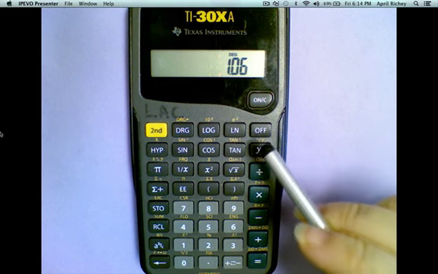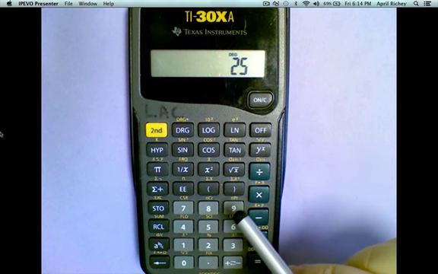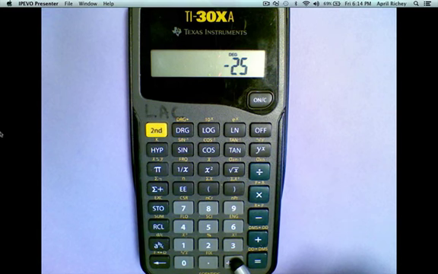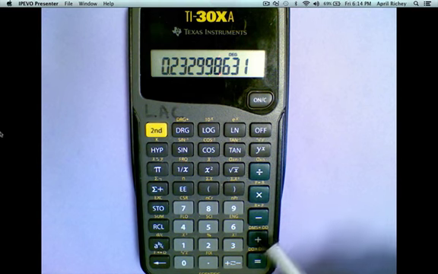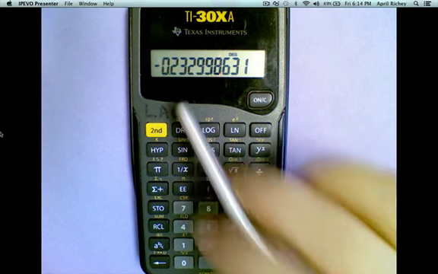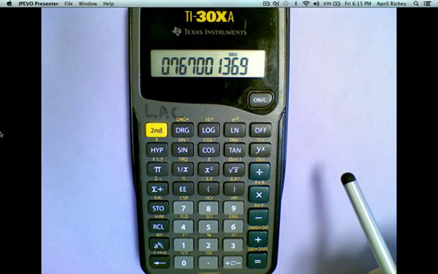I'm going to raise that to the negative 25th power. So hit your exponent key, type in 25, and then press your plus or minus to make it negative, and then press equals. And this gives me 0.2329. I need to subtract that from 1. So I'm going to hit my plus or minus key to make it negative, and then I'm going to add 1. And that gives me 0.767.